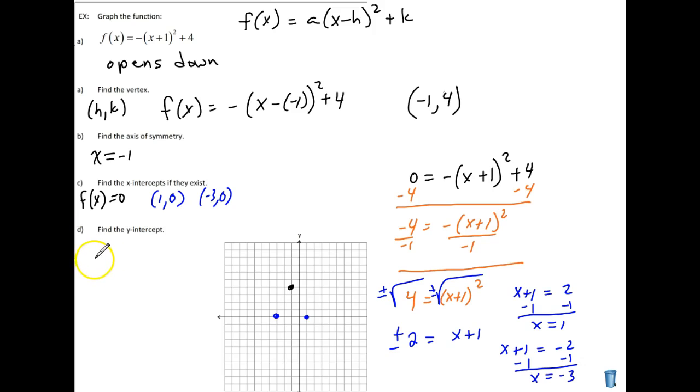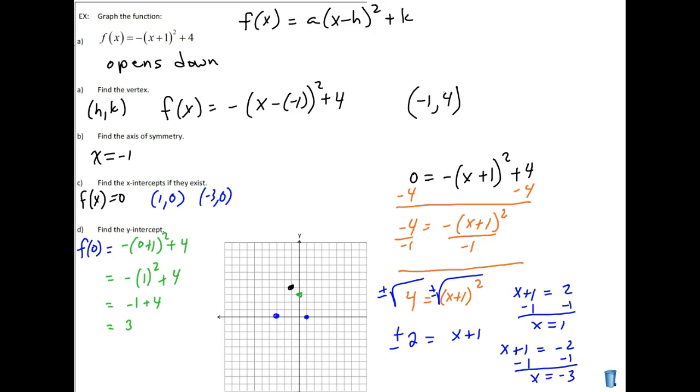The y-intercept is what I get if I plug in 0 for x. So f of 0 equals, I'm going to switch to a different color here, negative, 0 plus 1 squared, and then plus 4. 0 plus 1 is 1, so negative 1 squared plus 4. 1 squared is 1, so this becomes negative 1 plus 4, which is 3. So I'm going to put that on my graph here at 3.